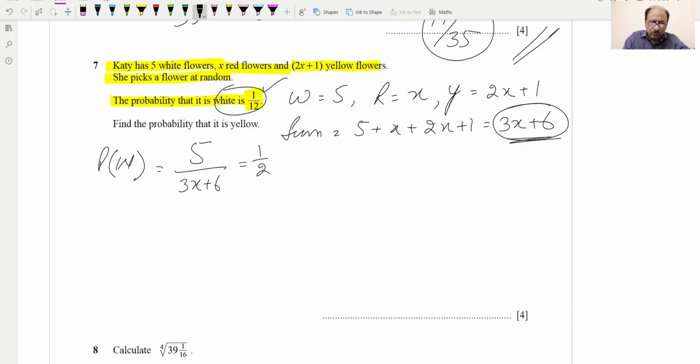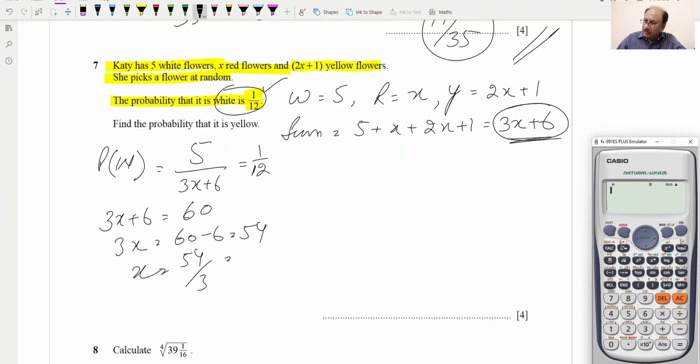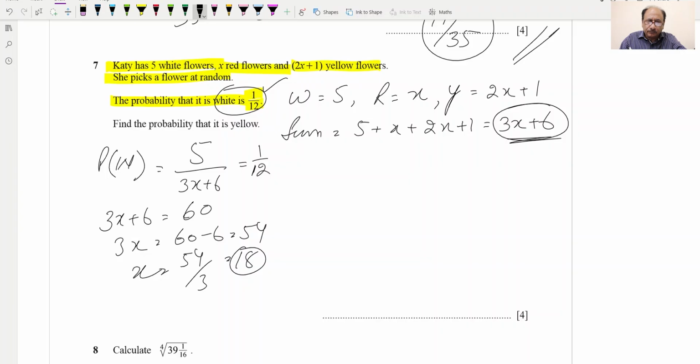Now we can simplify this equation and find the value of x. So cross multiplication, 3x plus 6 will be equal to 60, and 3x will be equal to 60 minus 6, which is 54. Basically, it is not 1 by 2, it is 1 by 12. So x will be equal to 54 by 3, and 54 divided by 3 is equal to 18. So x value is 18.